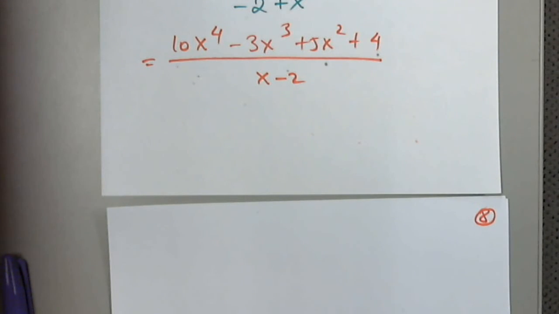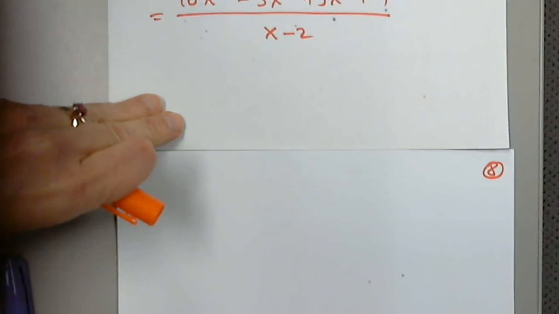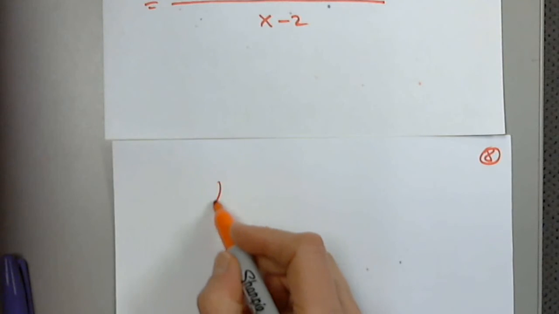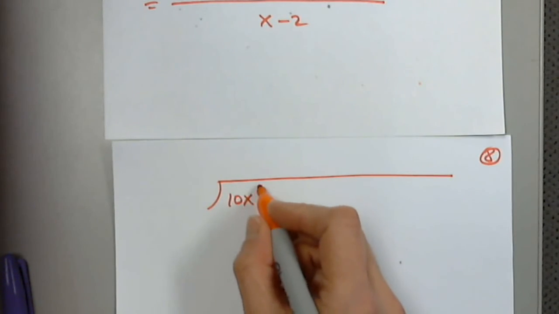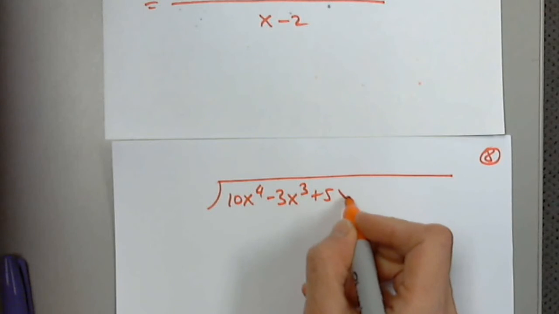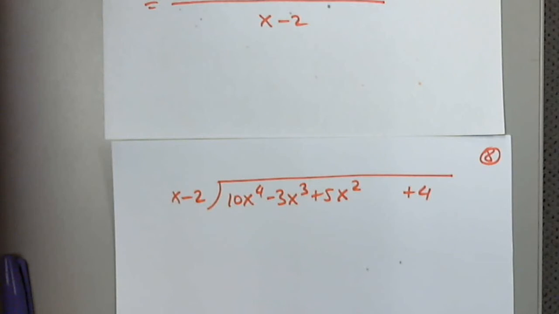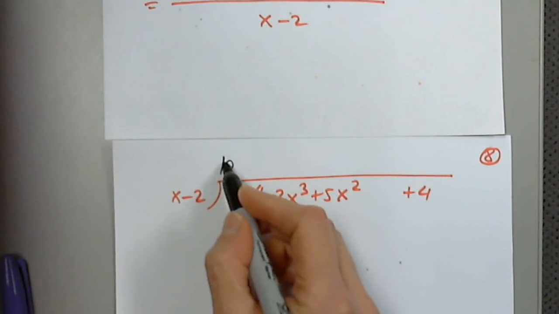They are in descending order. Any missing term from the top? Yes, the one with degree 1. Very good, so I have to be careful there. 10x to the 4th minus 3x cubed plus 5x squared, space, plus 4x minus 2. Can anyone phrase the first question we have to ask ourselves? x times what is 10x to the 4th? 10x to the 3rd.